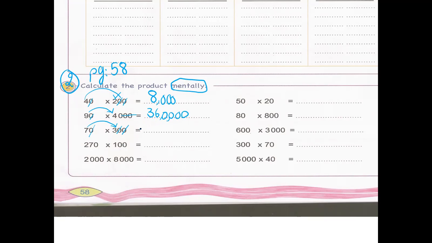Here, skip all the zeros on both sides. 7 times 3, how much? It's 21. 7 times 3, it's 21. How many zeros do we have? 1, 2, 3 at the end. 3 zeros, place them at the end. Here the same, skip all the zeros. 27 times 1, how much? 27. With how many zeros did I skip in both sides? 3 zeros.